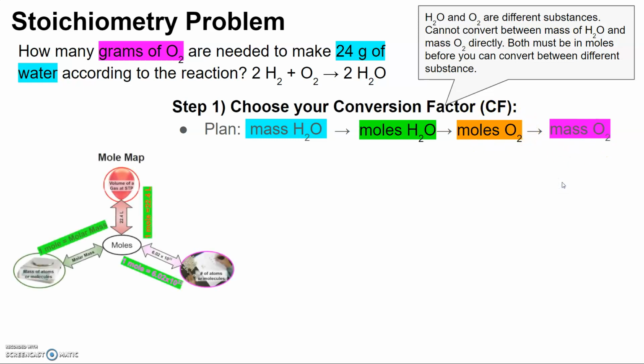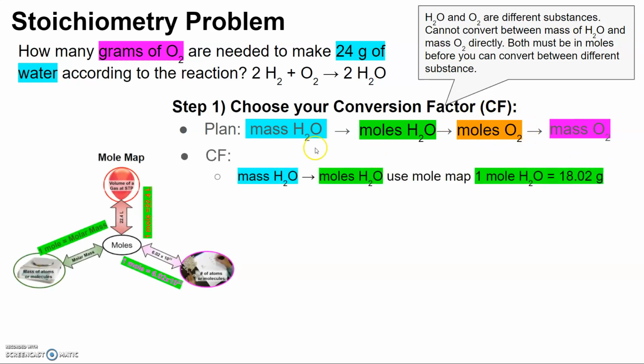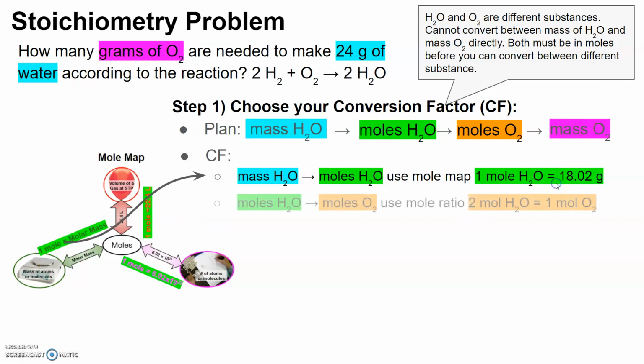So our conversion factors would look like this. First step is converting from mass of H2O to moles of H2O. Well, we would use the mole map and we would use the molar mass of H2O to do that. Once we have done that, now we can use our mole ratio to go from moles of H2O to moles of O2. And once again, we would go to the balanced chemical equation. So I find my H2O, there's a 2 in front of it, and my O2, there's an invisible 1. So the conversion factor will be 2 moles of H2O is equal to 1 mole of O2.